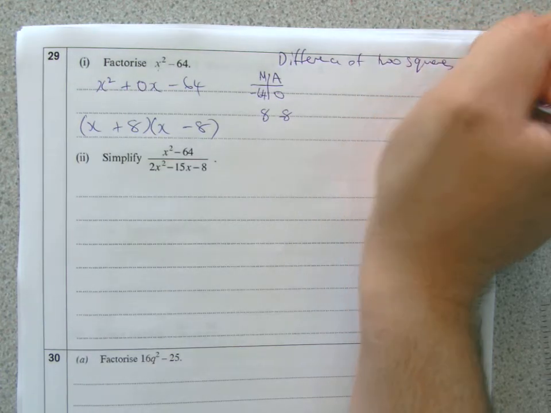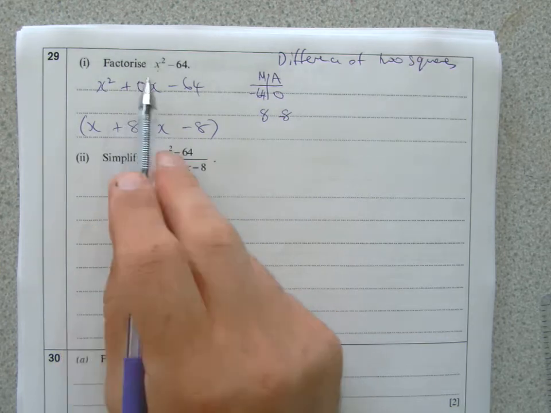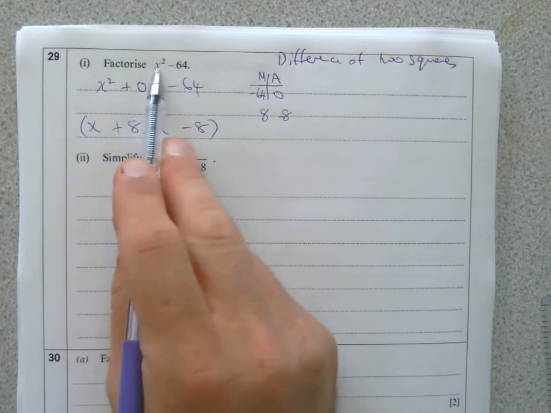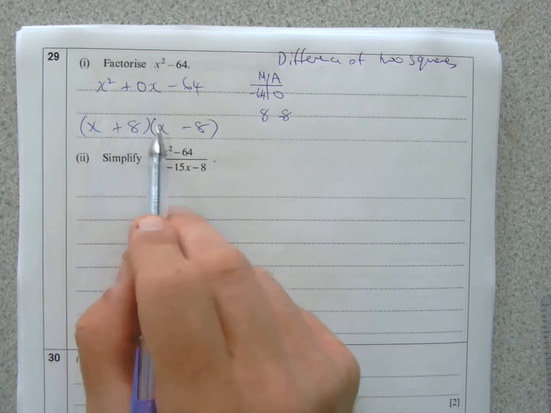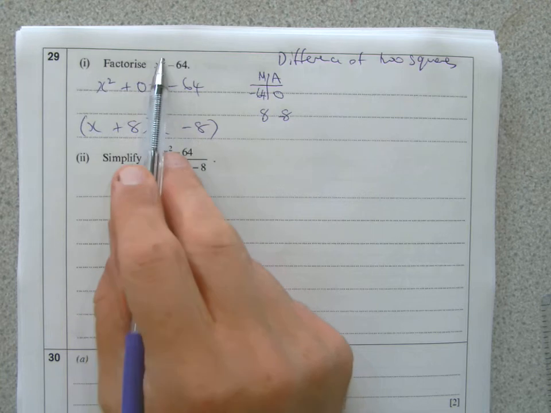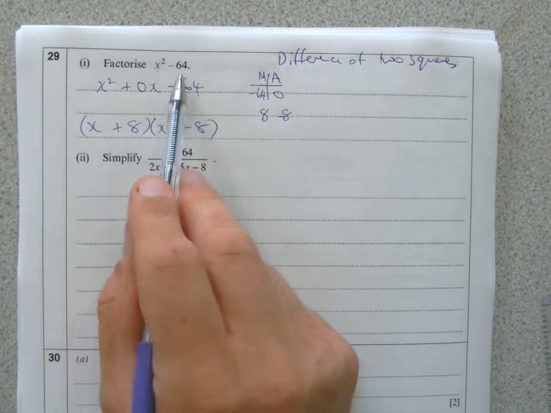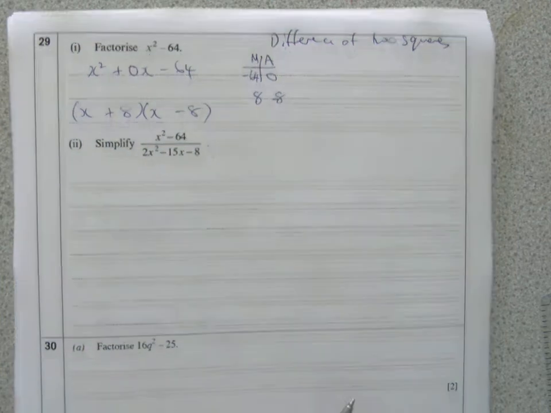And all you've got to do is, you don't have to go through this process. All you've got to remember is two brackets. Whatever you're squaring here, you write here. So you're squaring x, you write x here and x here. And whatever you're squaring here, you write here. You're squaring 8 here, so you put 8 and 8 here. And then you make one of them plus, one of them minus. And that's all you've got to do.